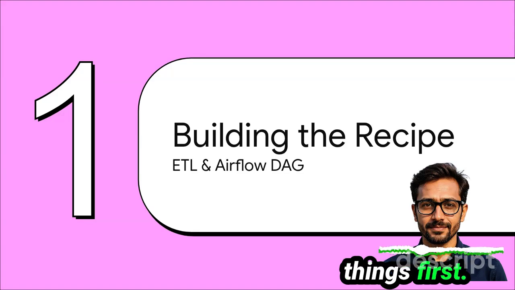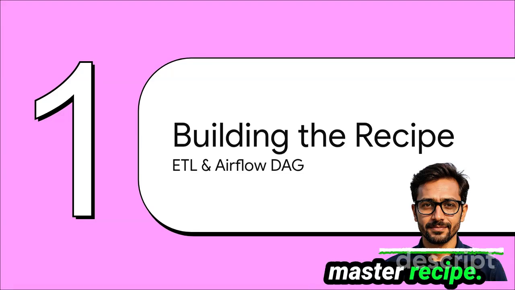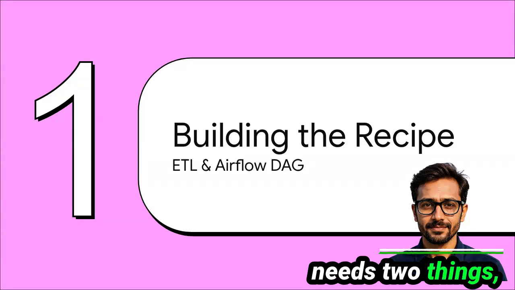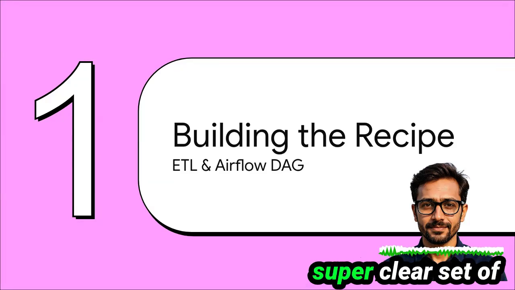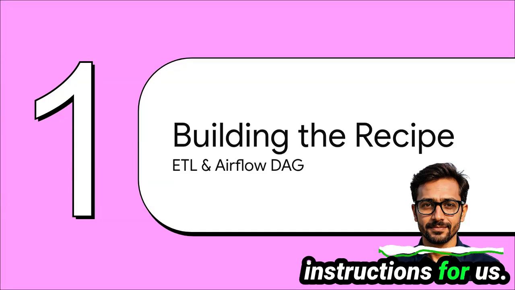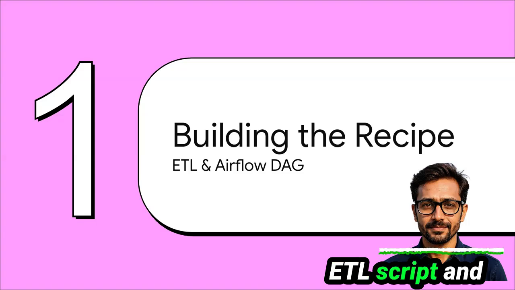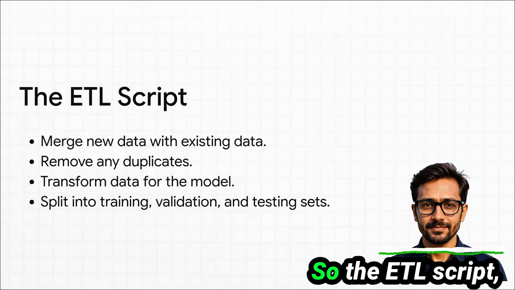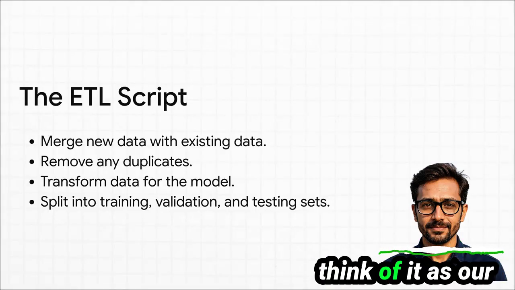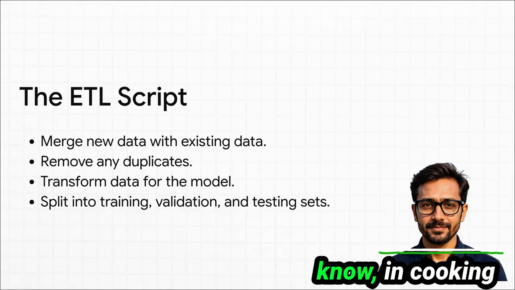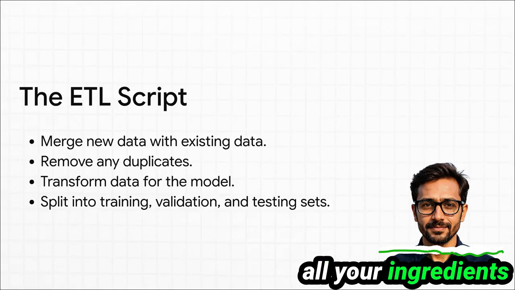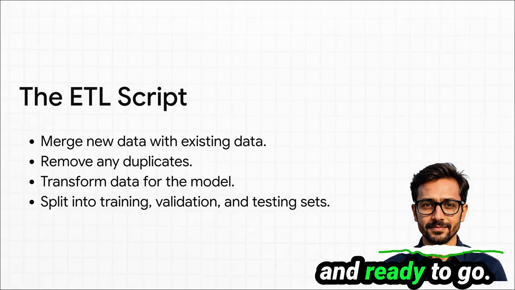All right, first things first, we're building the master recipe. In our ML kitchen, any great dish needs two things: perfectly prepped ingredients and a super clear set of instructions. For us, that means our ETL script and our Airflow DAG. So, the ETL script. Think of it as our mise en place. In cooking, it's where you get all your ingredients chopped, measured, and ready to go.